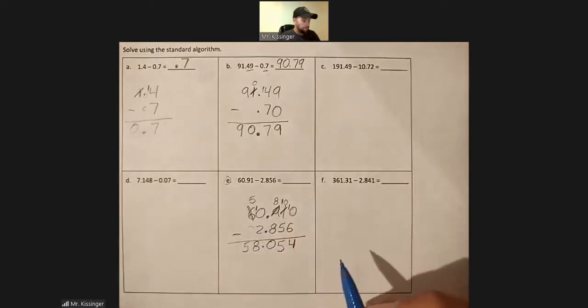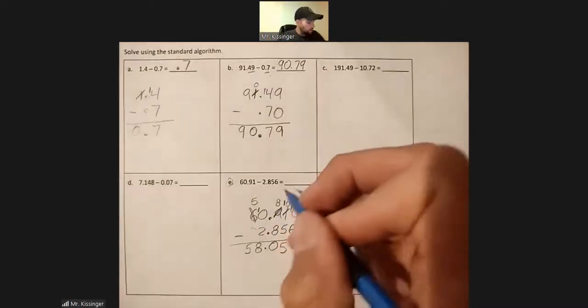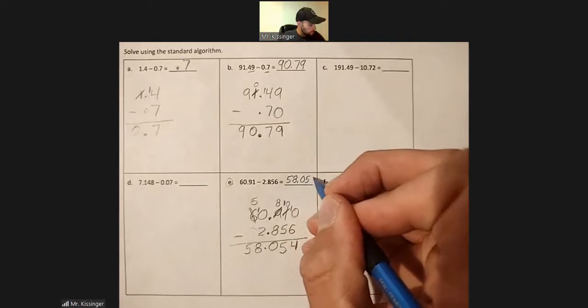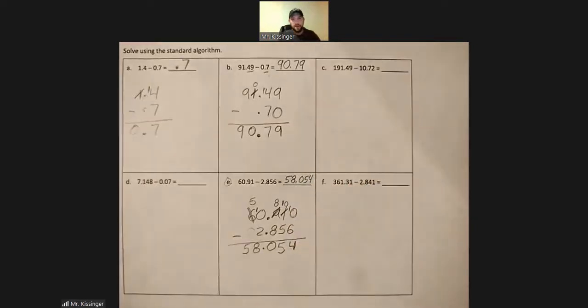So we end up with 58.054. 58 and 54 thousandths. So that's where we're going to end for today.